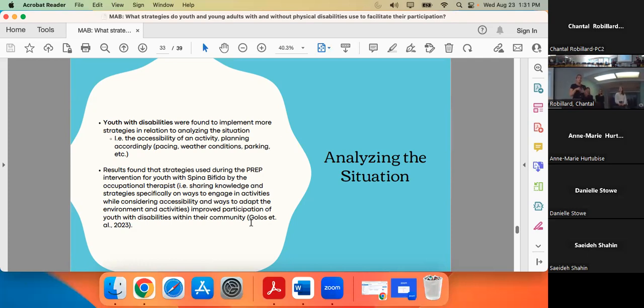It was actually proven to improve their participation for youth with disabilities within their communities. And these findings only further emphasize the complexity of participation for those with disabilities and the need to consider a broad range of factors, including not only assessing an activity, but truly responding to the capabilities and the demands of the activity.